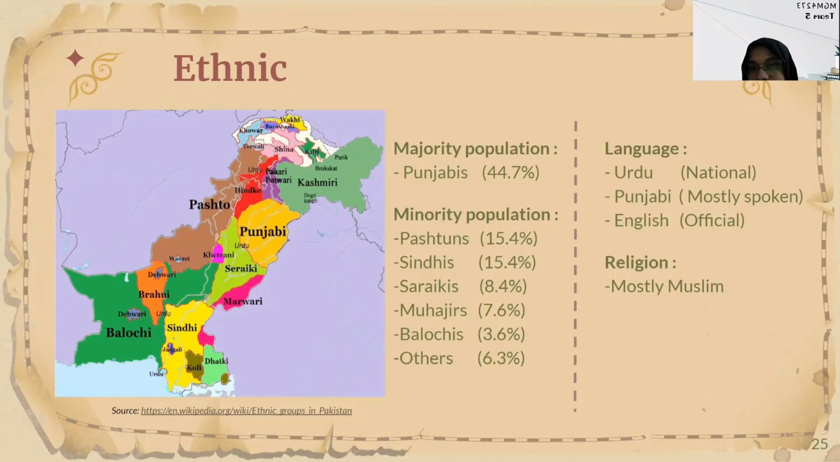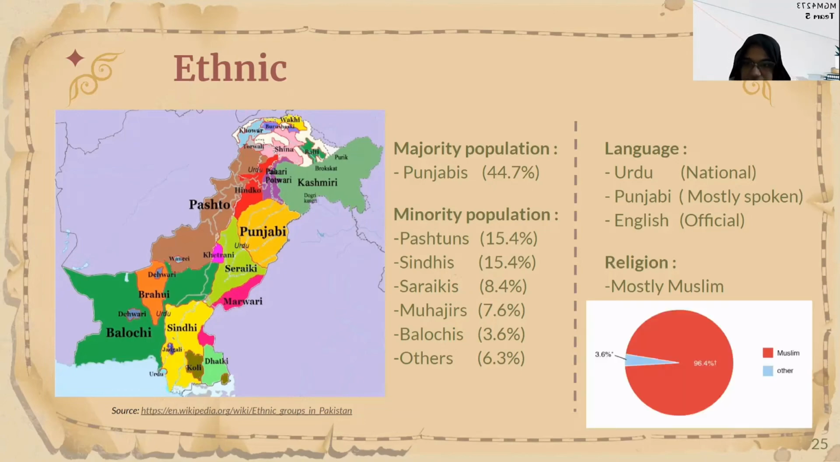And the main language is Urdu. It's considered the national language of Pakistan. And then Punjabi is also spoken by a large part of the population. It's also a state language of Punjab. And thirdly, the official language is English. And then we come to religion, and we see that around 96.4% of the total population comprises Muslims, and the rest, 3.6%, belongs to other religions.